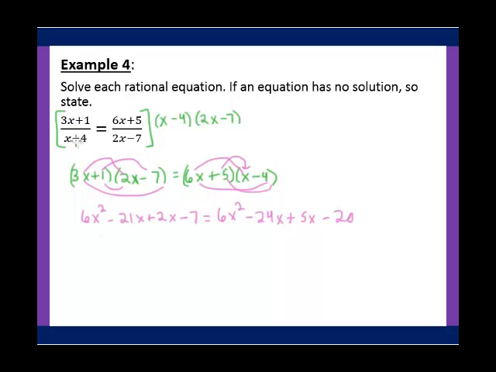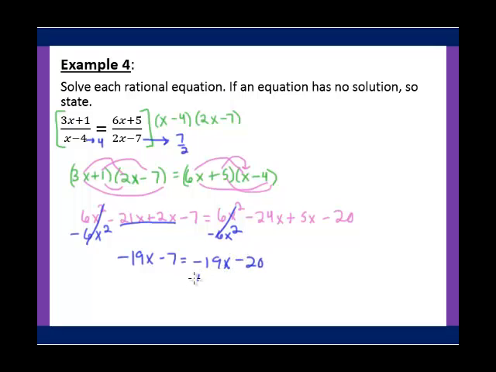And at any point here we could think about what values come out up here. Since we have this 2x minus 7, you'd add the 7 over and divide by 2, so it can't be 7 halves, and can't be 4. So we can subtract 6x squared, so our x squareds cancel out. We can go ahead and add like terms here. This is negative 19x minus 7 equals negative 19x minus 20.